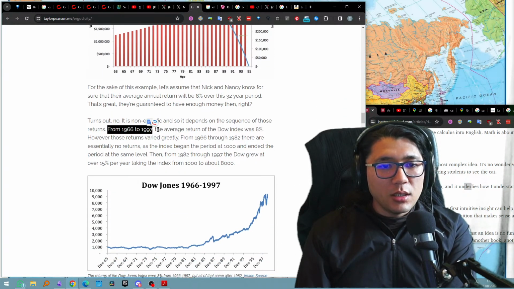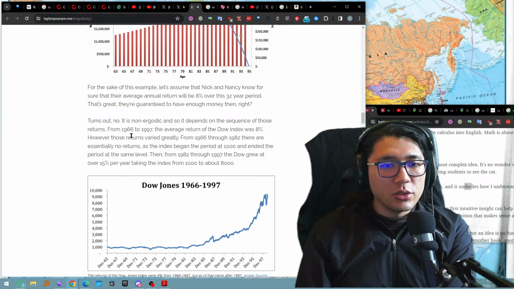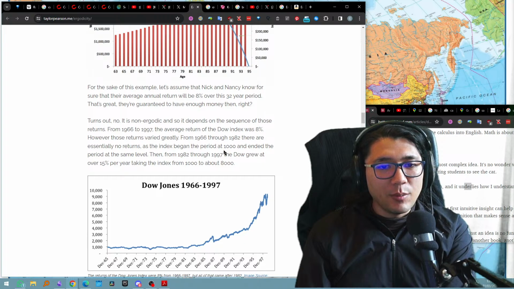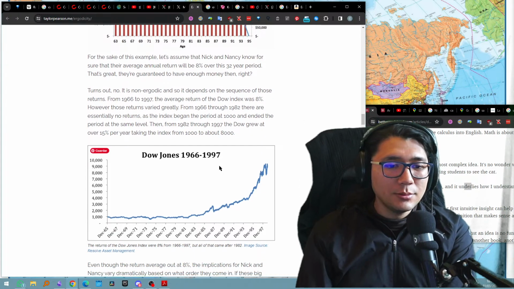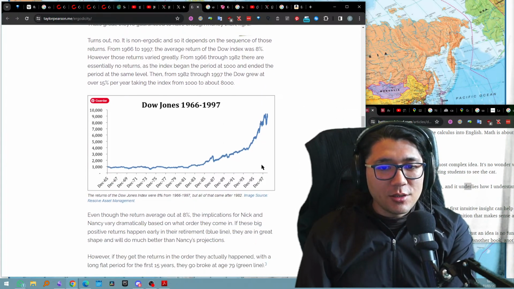From 1966 to 1997, the average return of the Dow Index was 8%. However, those returns varied greatly. From 1966 through 1982, there are essentially no returns, as the index began the period at 1000 and ended the period at the same level. Then, from 1982 through 1997, the Dow grew at over 15% per year, taking the index from about 1000 to about 8000.